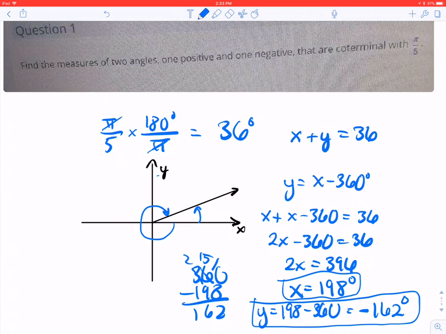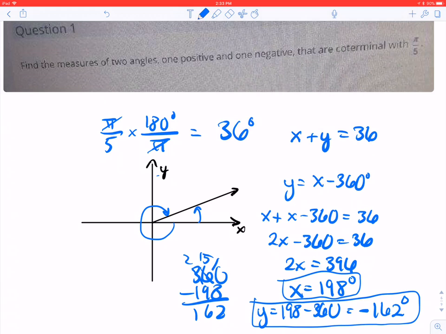198 is 18 away from 180. Quadrant 3, yep, and when you add them together, they give you 36. Two angles, one positive and one negative, that are coterminal. Oh, wait a minute. I think I did it wrong. I don't know that this is correct. Hold on, I want to look at this some more.